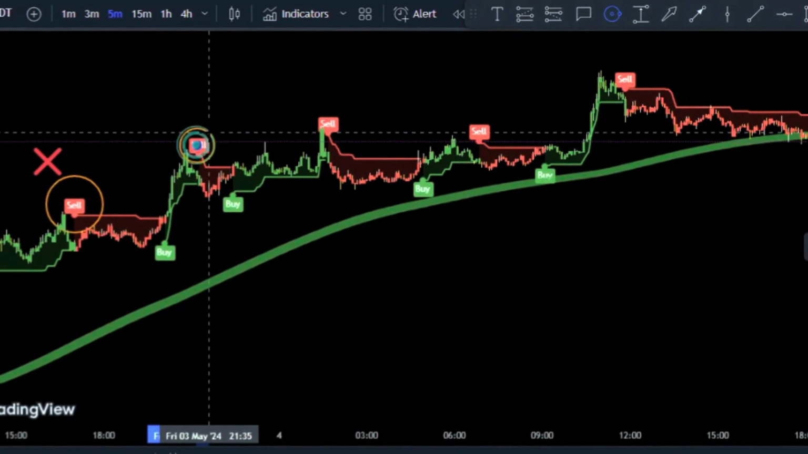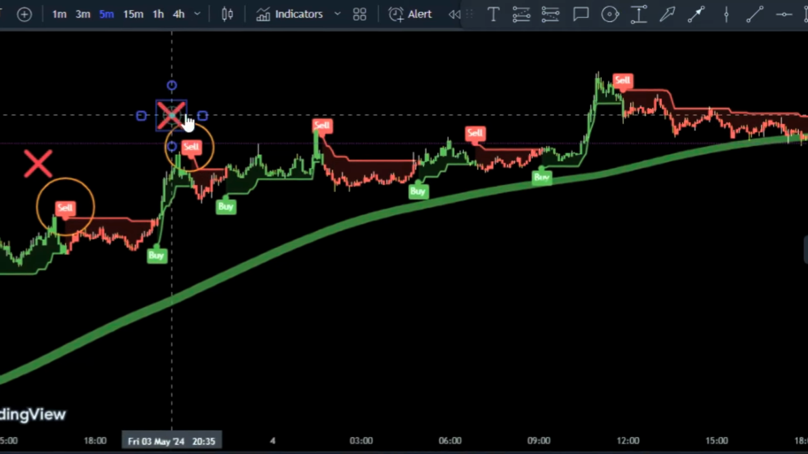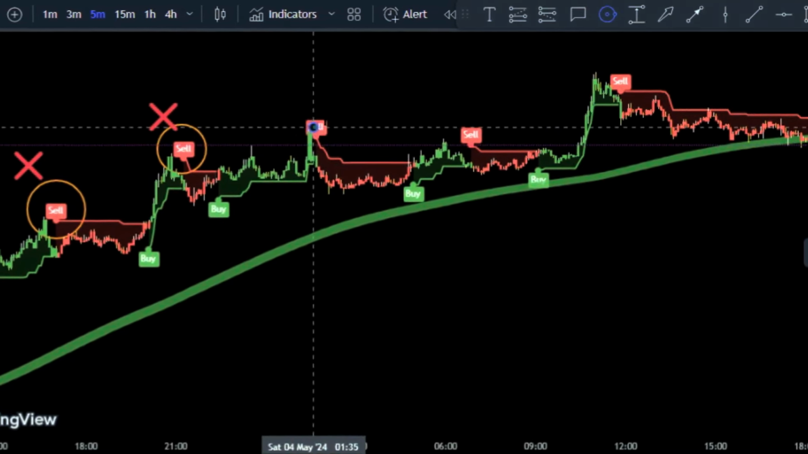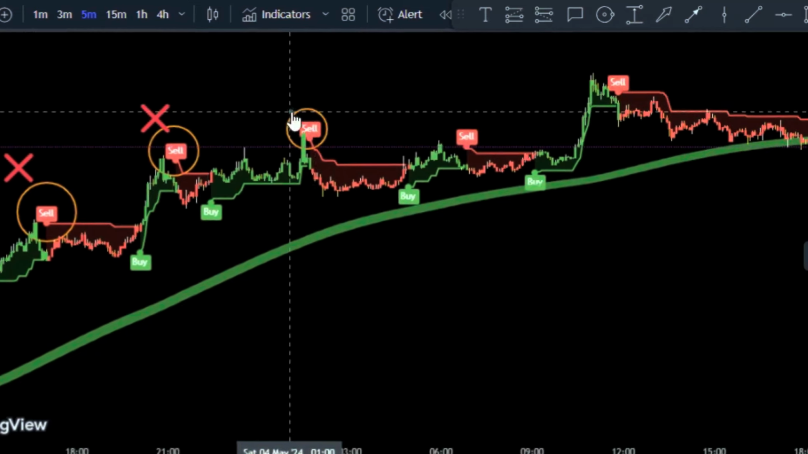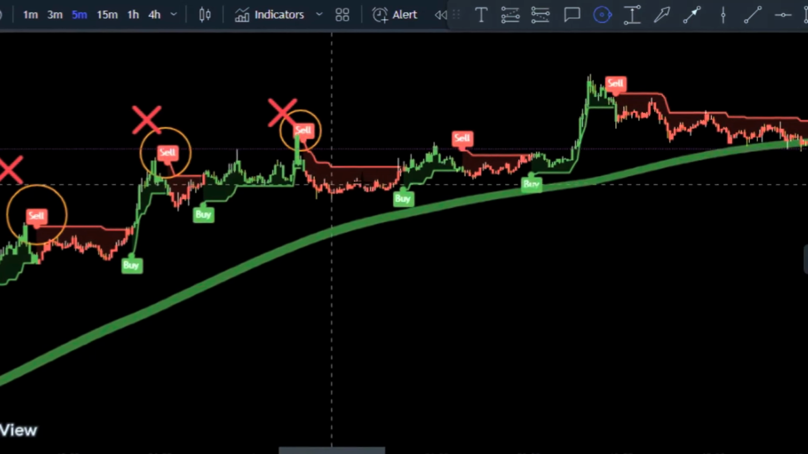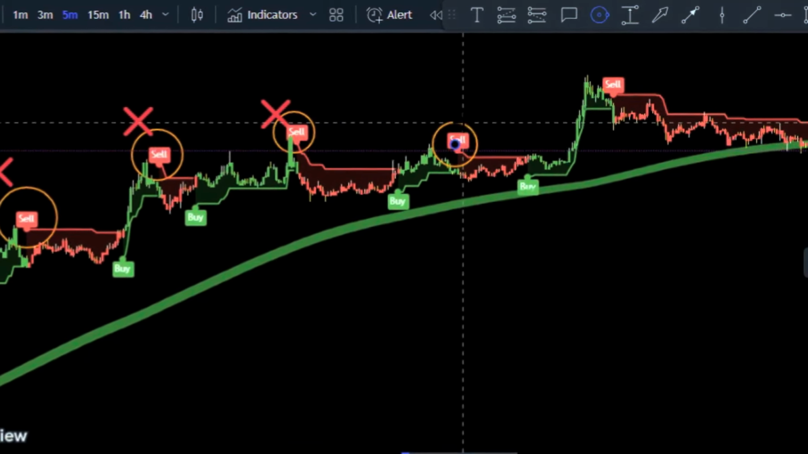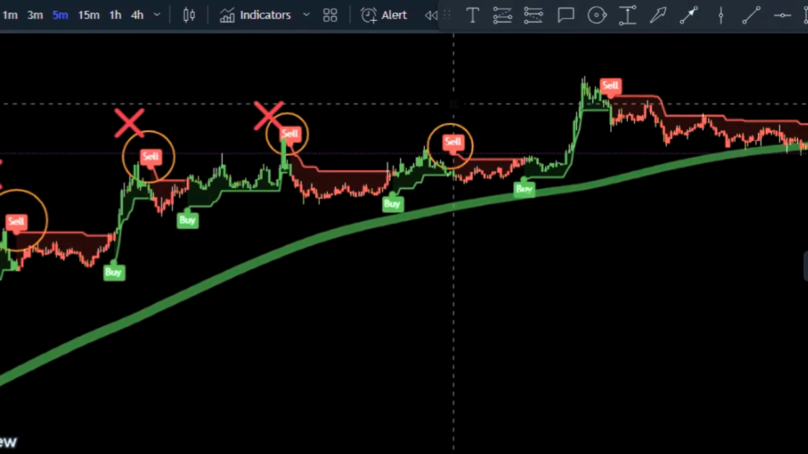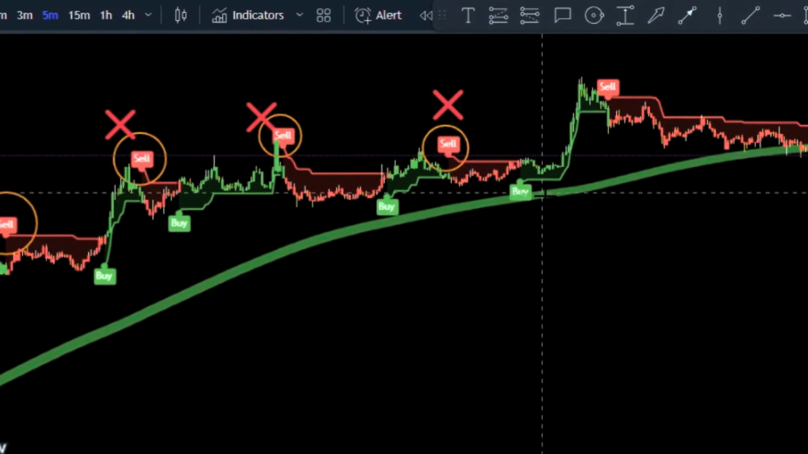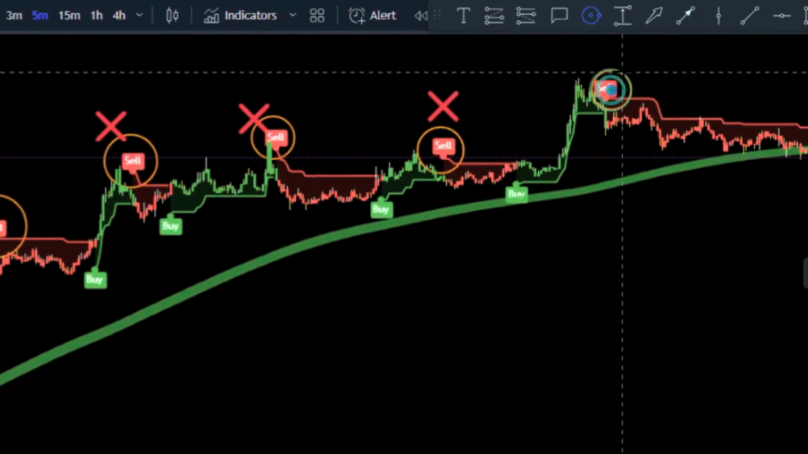With this strategy in your trading arsenal, you'll be well on your way to conquering the markets and reaping the rewards of successful trading. As we wrap up, remember that successful trading is within your reach, especially with powerful strategies like the one we've just covered.